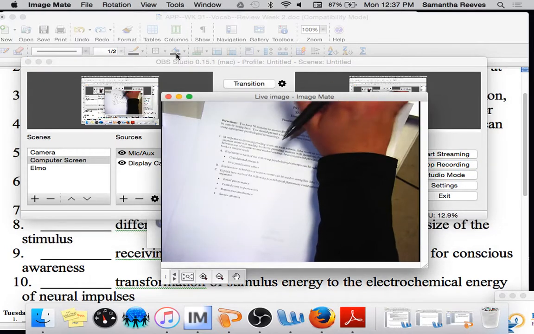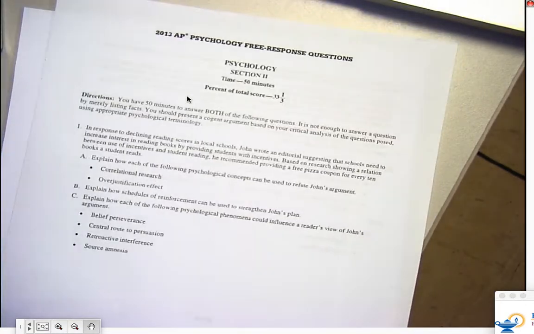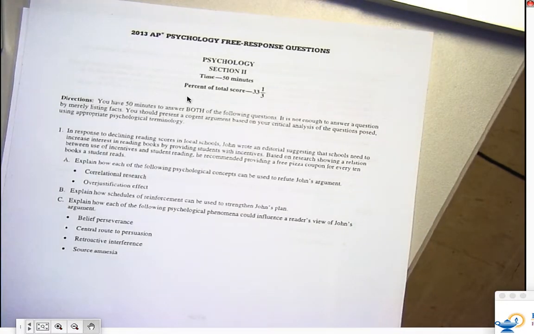Alright guys, so we're doing FRQs today. Let's begin. On Saturday you have your first mock exam. This is how your mock exam is going to go, just so you have a better idea.